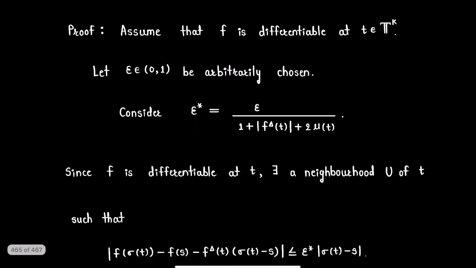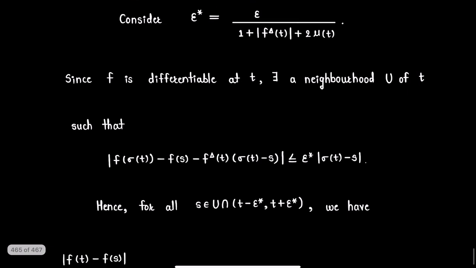Assume that f is a function which is differentiable at point t in set t to the power k. And let us consider epsilon, which is arbitrarily chosen from the interval 0 and 1. And from this epsilon, we are going to form epsilon star as epsilon divided by 1 plus modulus of f delta t plus 2 times mu t. Here mu is the graininess function which is defined as sigma t minus t.